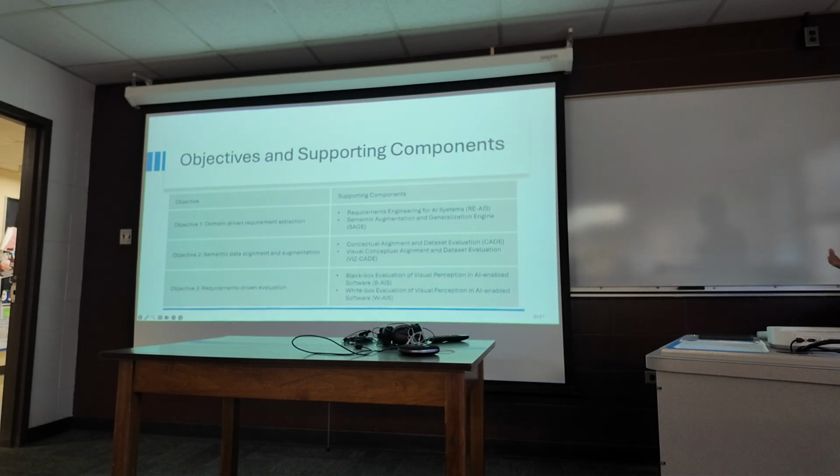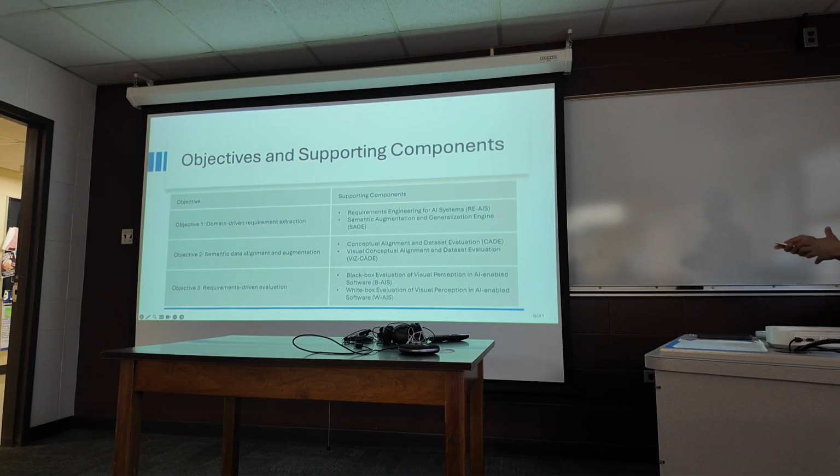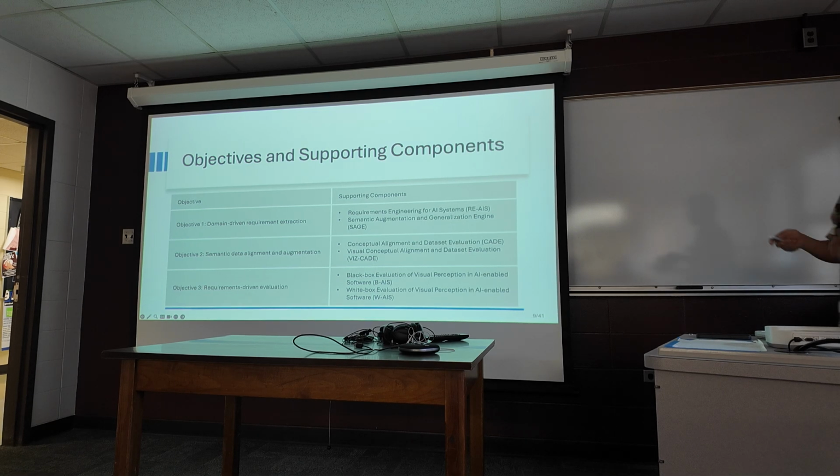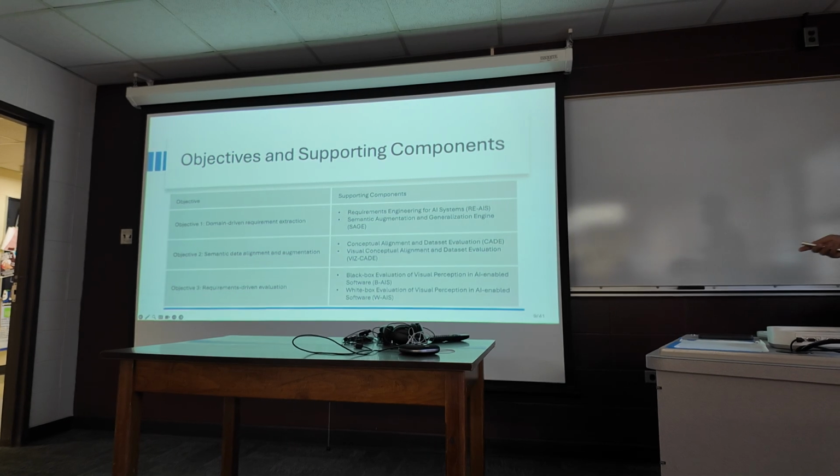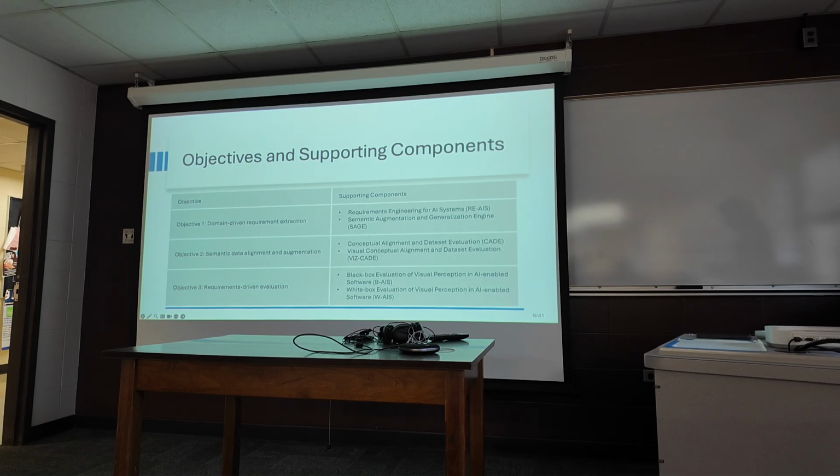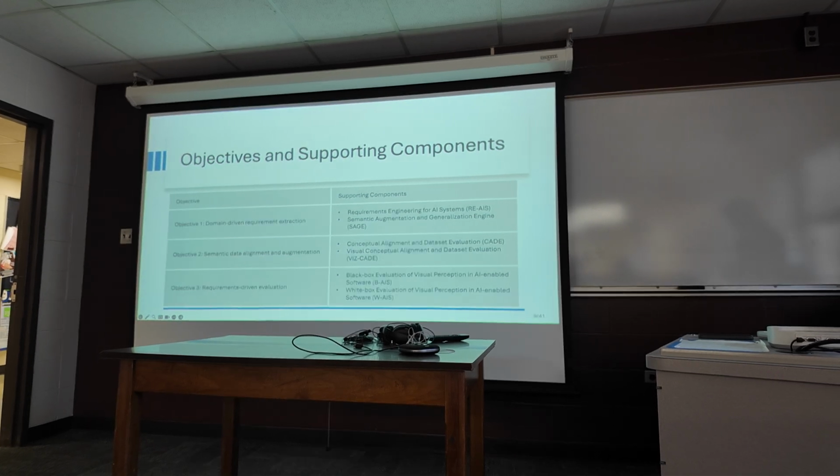To realize objective three, we also have two components. The first one is black box evaluation of visual perception in AI-enabled software. The second one is white box evaluation for visual perception in AI-enabled software. So now that we have defined the problem and discussed the motivation, research questions, and our objectives, and mapped objectives to components, let's go through the related work and propose our approach.